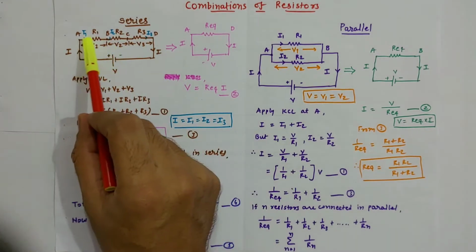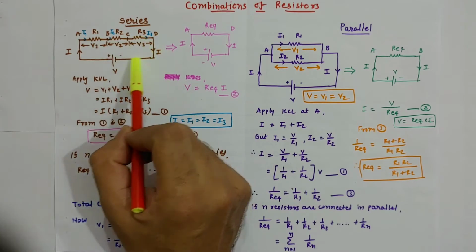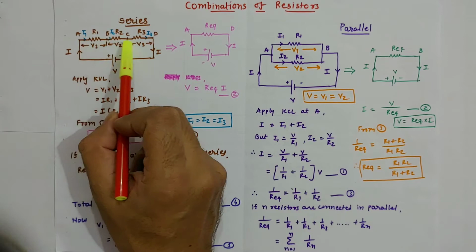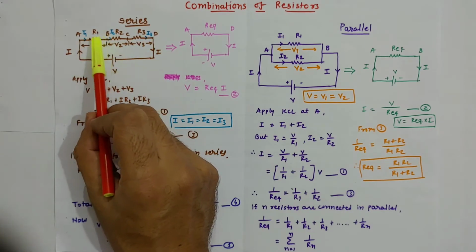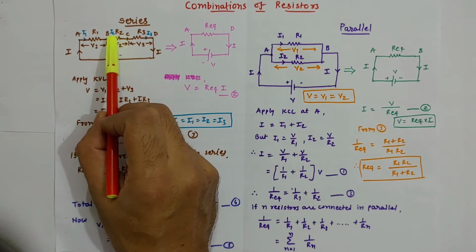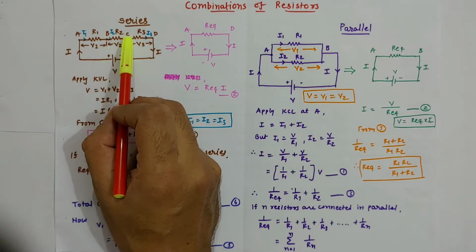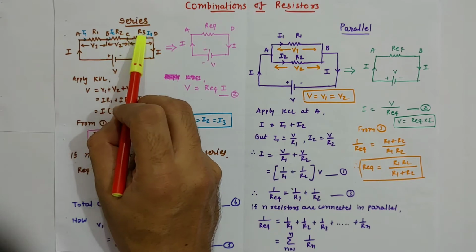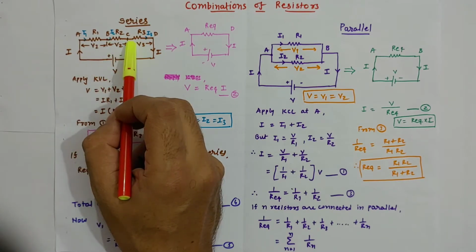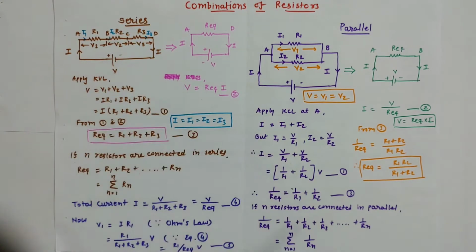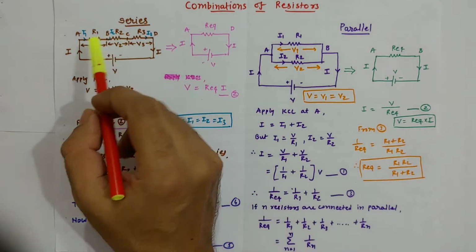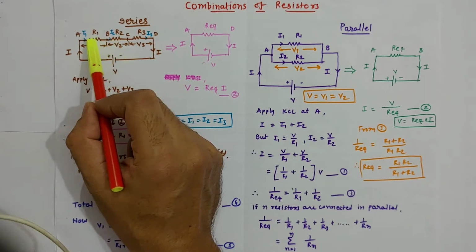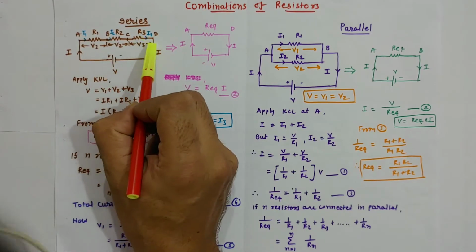This figure shows the series connection of the resistors. In the series connection, resistors are connected in such a way that the end of one resistor is connected to the start of another resistor. The end of the second resistor is connected to the start of the third resistor, and so on. This type of cascaded or end-to-end connection is called a series connection of resistors. In this diagram you can see three resistors R1, R2 and R3 connected in series.